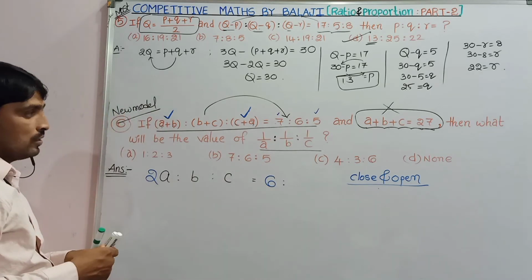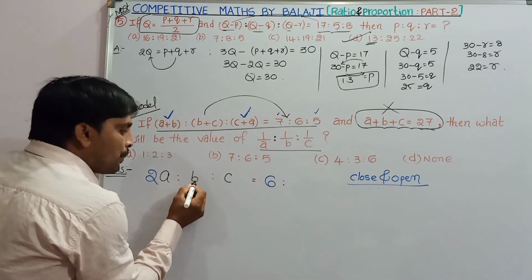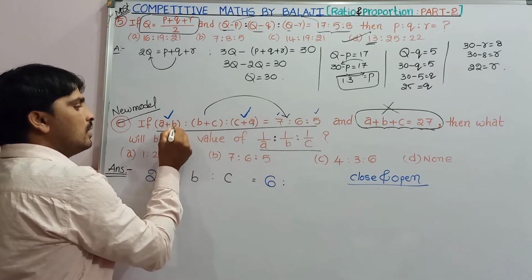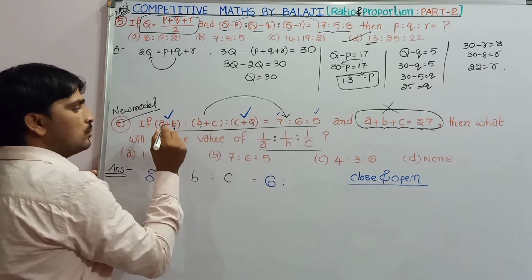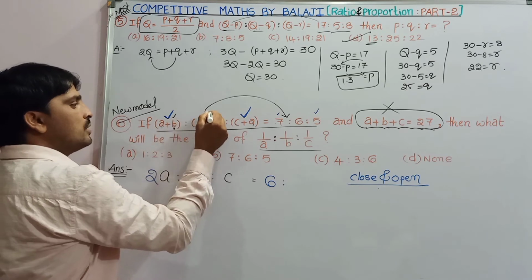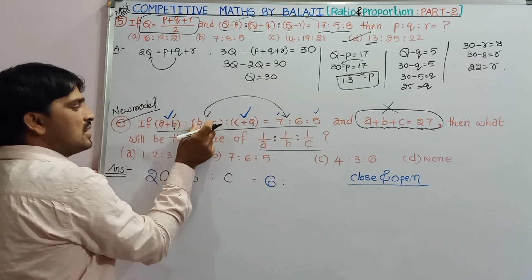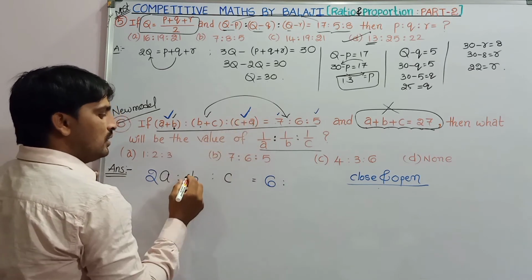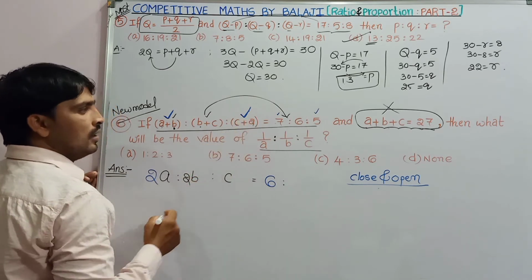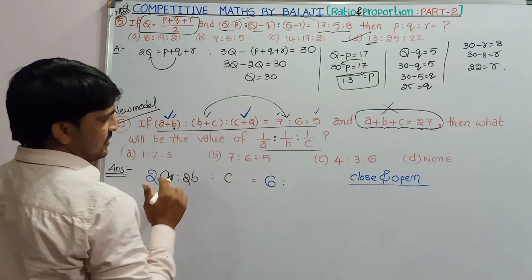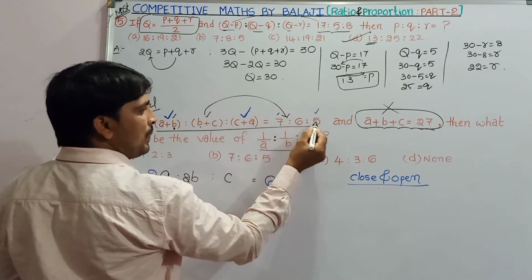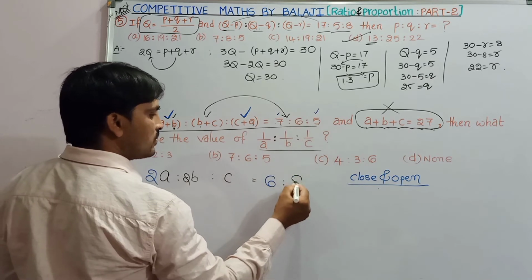Next, to get b, where we have b in the first term and the second term, add these two terms: a plus b plus c plus a plus b plus c, that is a plus 2b plus c, and subtract the remaining term. That is we get 2b. Same action is done in the RHS also. Add first two terms, 7 plus 6, 13 minus 5, that is 8.